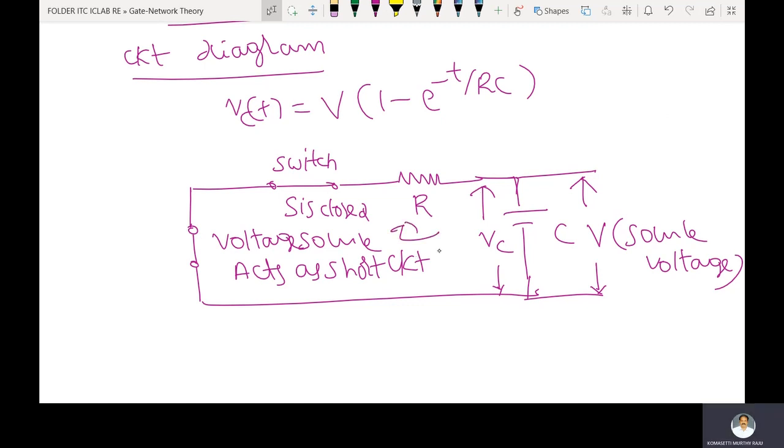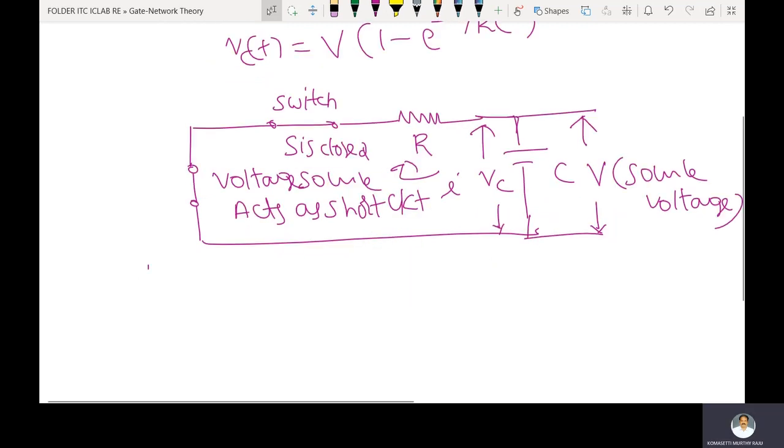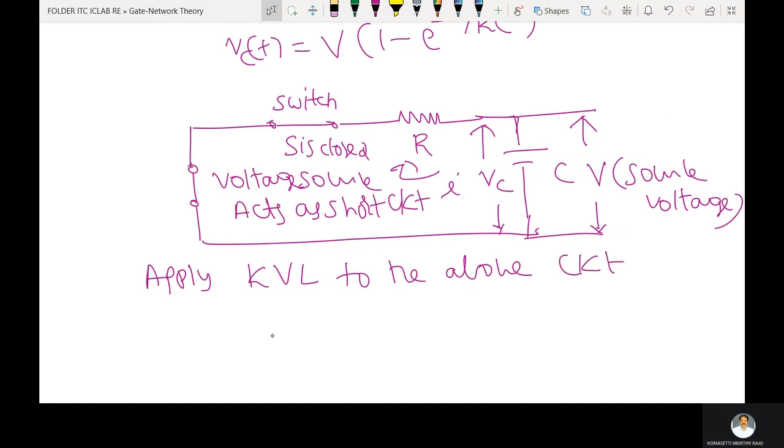The current in the circuit is I. Apply Kirchhoff's voltage law to the above circuit. This is IR plus Vc, the voltage across the capacitor Vc, is equal to 0.